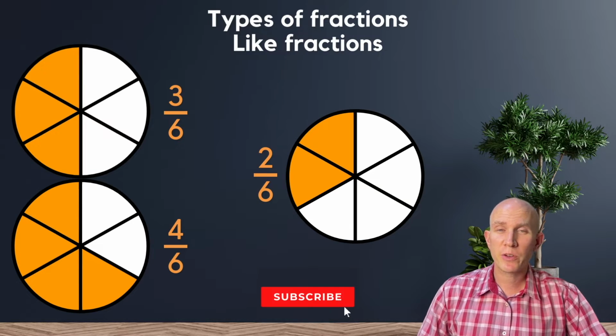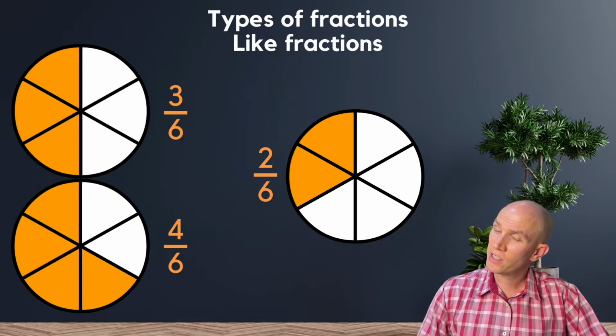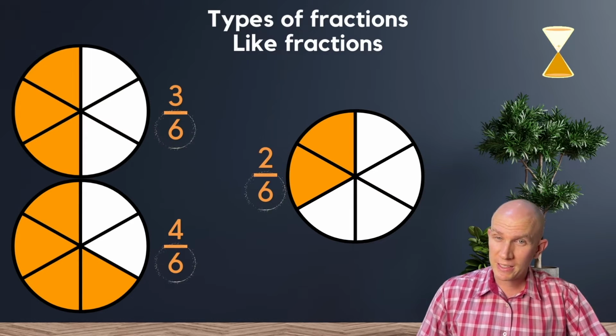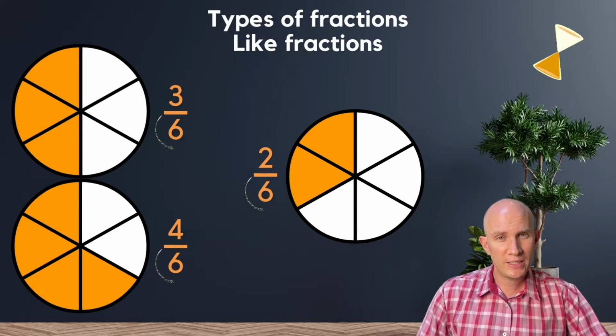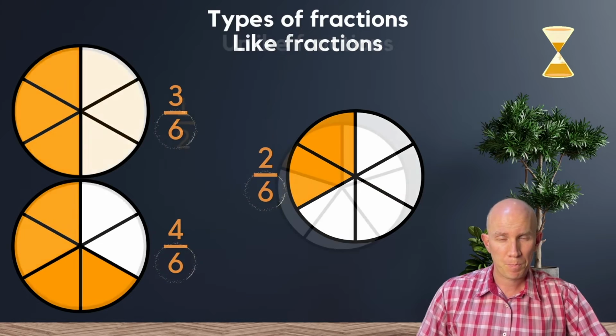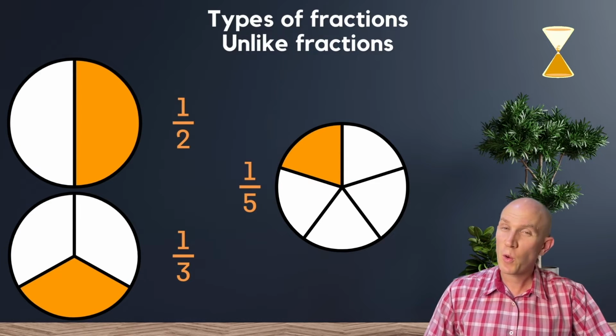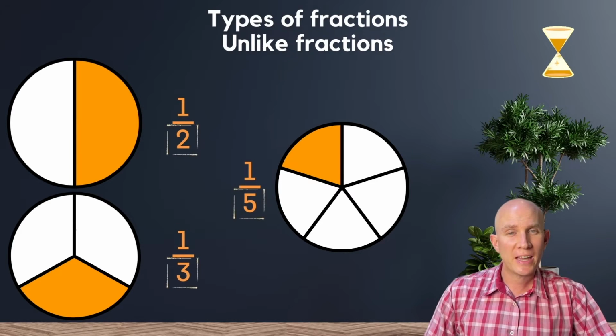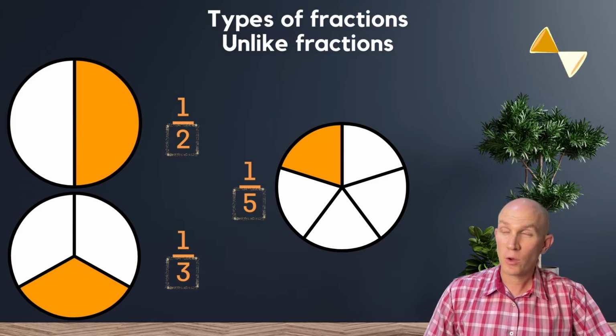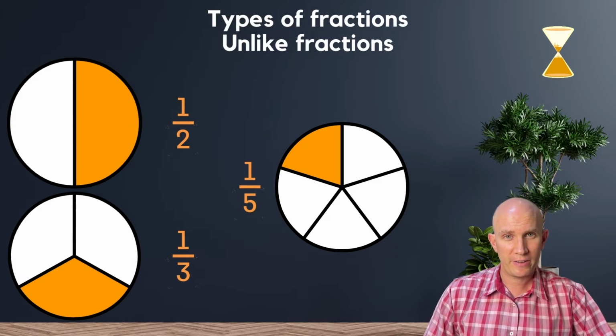Right, so now we're going to look at some different types of fractions. If I said like fraction, what comes to mind? More specifically, if you look at the fractions next to me, what about these fractions is alike? If you said the denominators, you would be spot on. So like fractions all have denominators that are the same. In a very similar way, but quite opposite, unlike fractions all have denominators that are different. So all of these are unlike fractions.